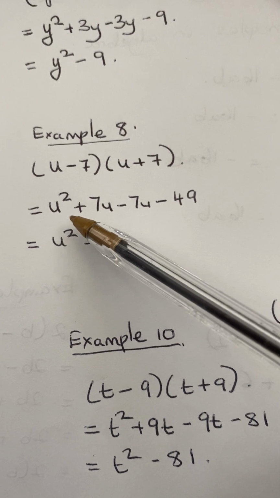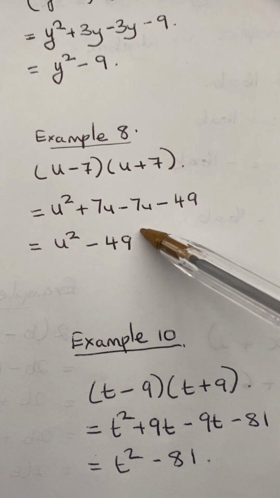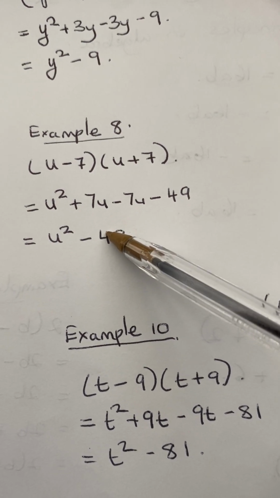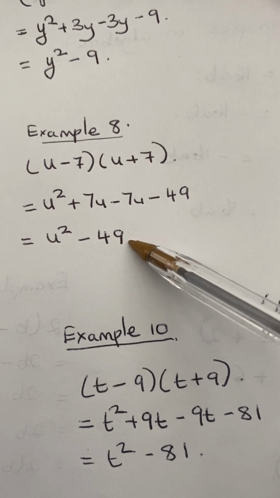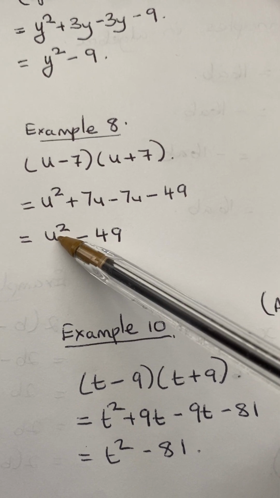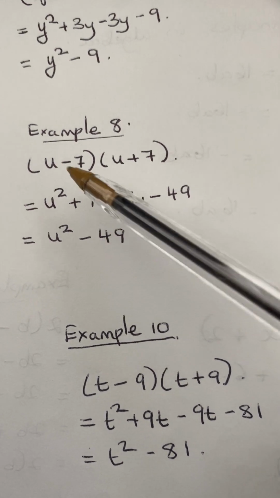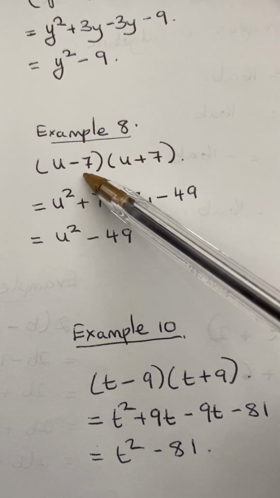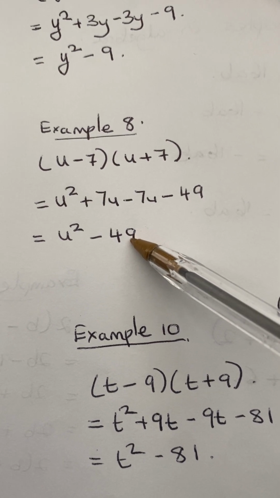So here the square root of u squared is u, and the square root of 49 is 7, and this is a difference of two squares. So u squared minus 7 squared, and the difference. So look at the question again. We have this, and then this is the answer we get.